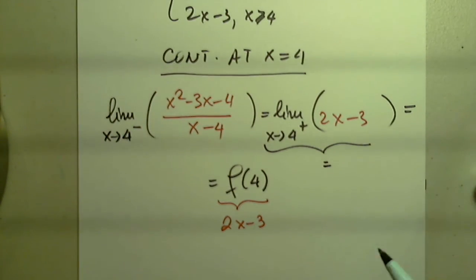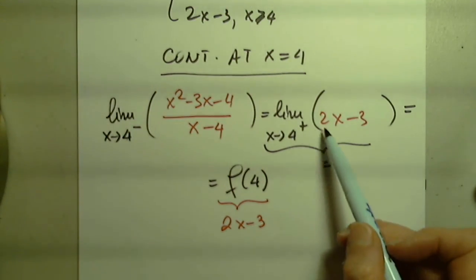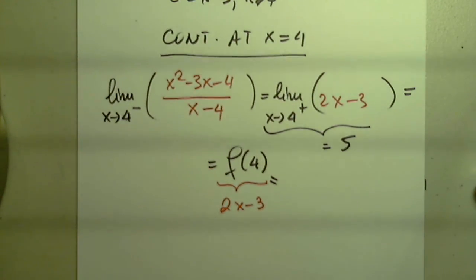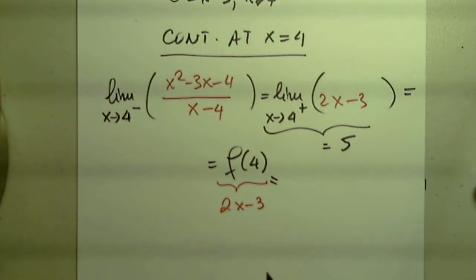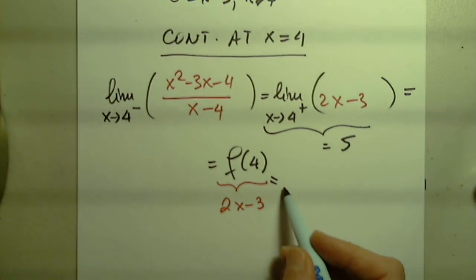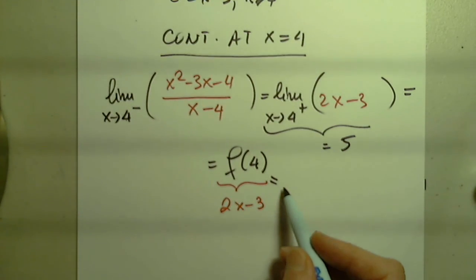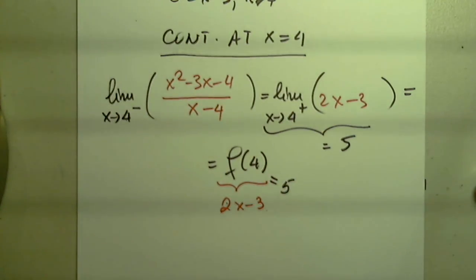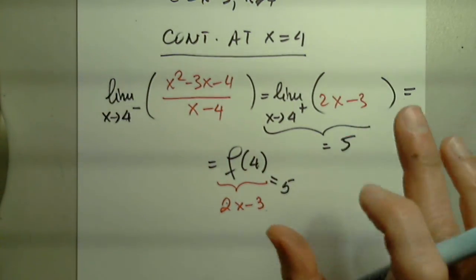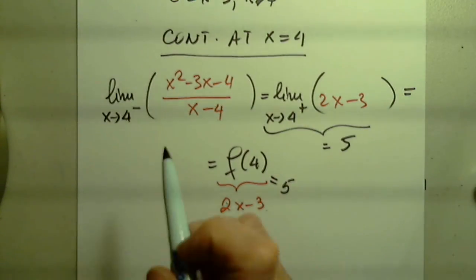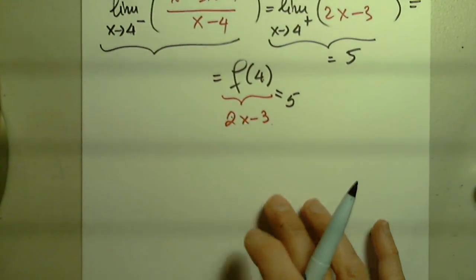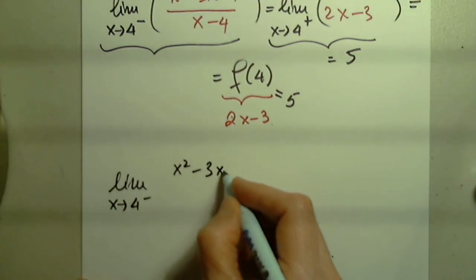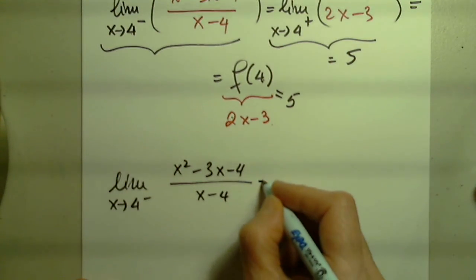So what is this number? 5. Yes, 4 times 2 is 8. 8 minus 3 is 5. No worries. Perfect. What is this number? 7. 4 times 2 is 8 minus 3. Oh, sorry. Good. Okay. So it looks good so far. This is 5 and this is 5. But now we have to work on this. Let's take it aside. So limit as x approaches 4 from the left, of x squared minus 3x minus 4 divided by x minus 4. What do we need to do first?